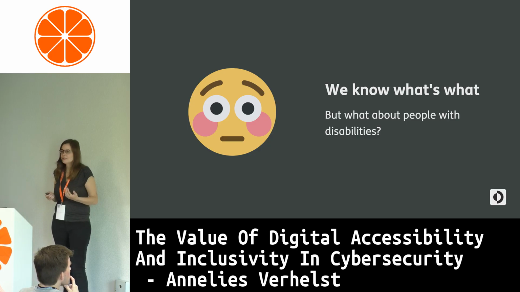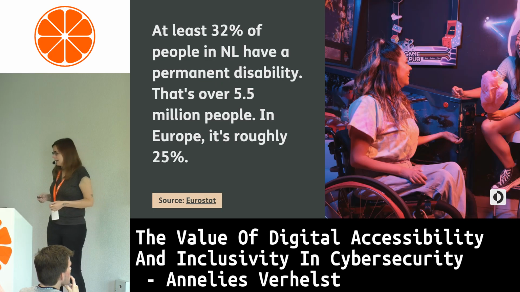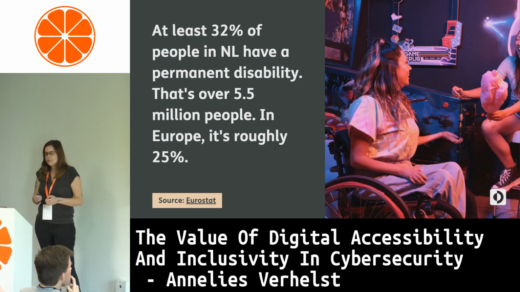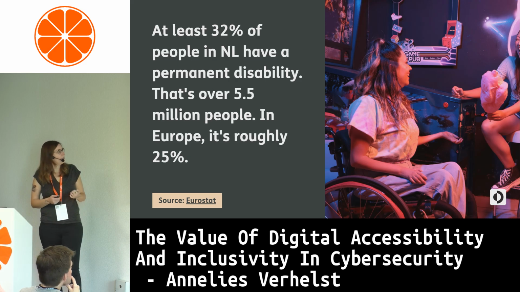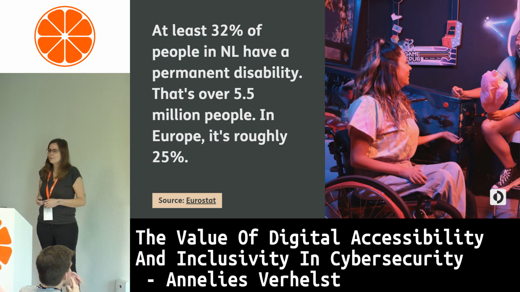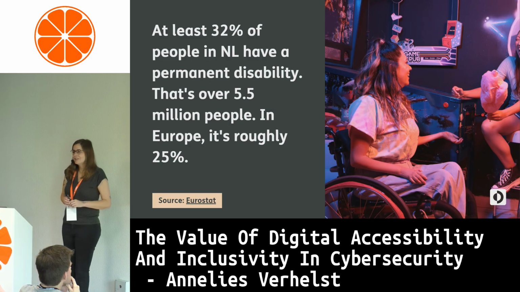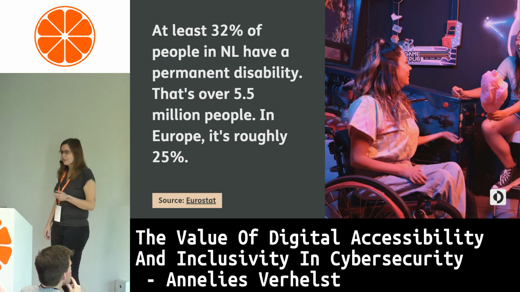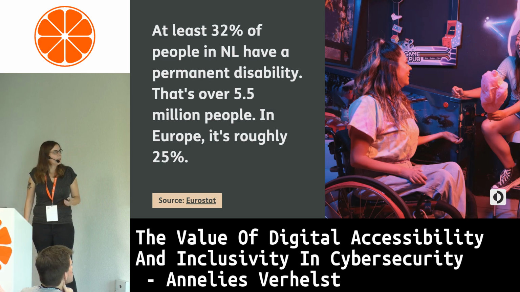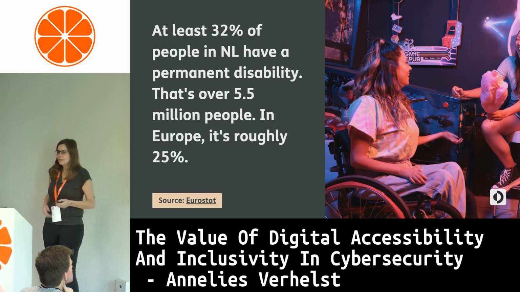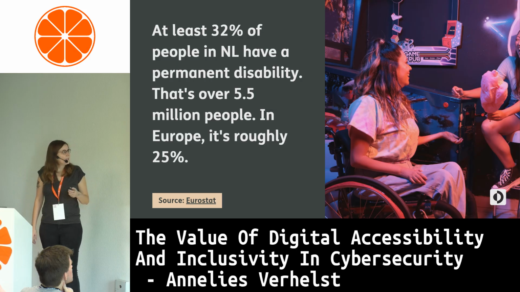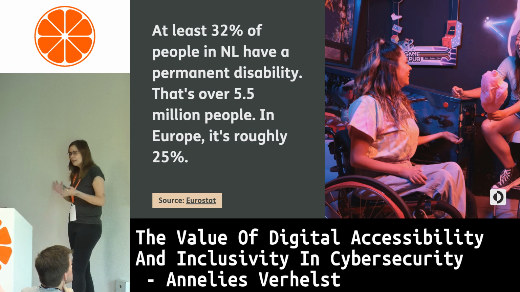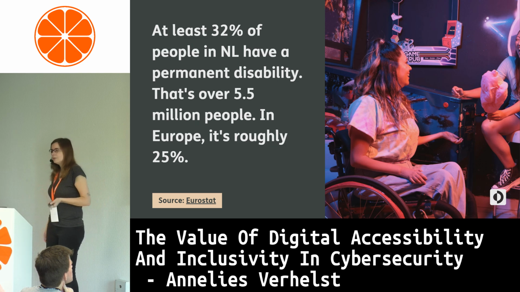But what about people with disabilities? Because that's why I'm here. At least 32% of people in the Netherlands have a permanent disability. I know it's a surprising number. Our government says it's a little bit lower, but research is a bit wonky on that one. It's around 5.5 million people. And in Europe, that's roughly 25%, so roughly between 25% and 35% in the whole world.